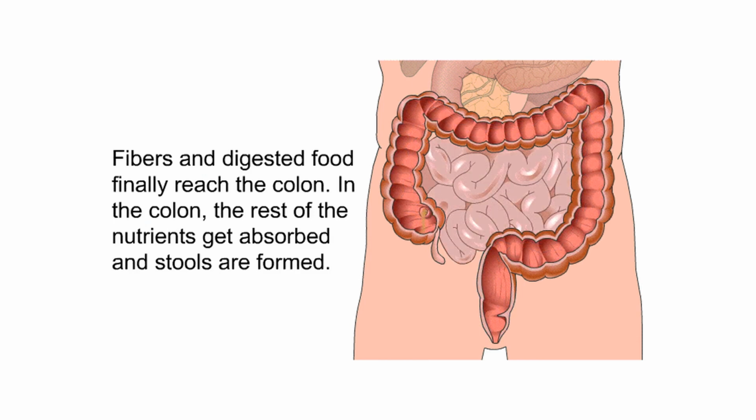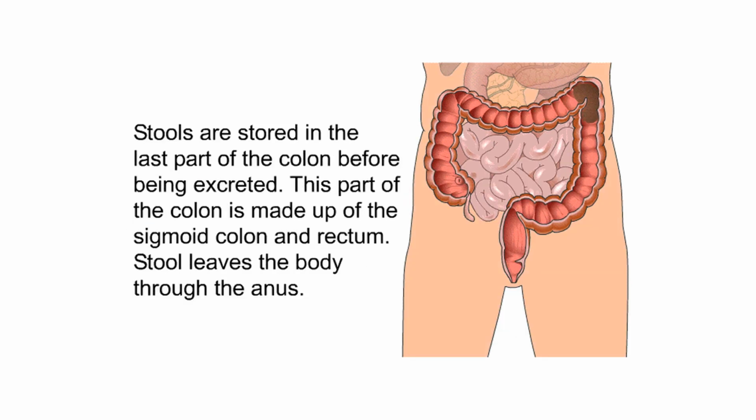Fibers and digested food finally reach the colon. In the colon, the rest of the nutrients get absorbed and stools are formed. Stools are stored in the last part of the colon before being excreted. This part of the colon is made up of the sigmoid colon and rectum. Stool leaves the body through the anus.